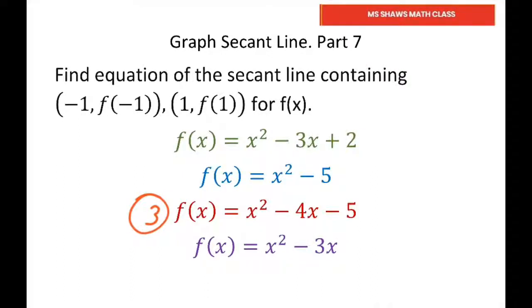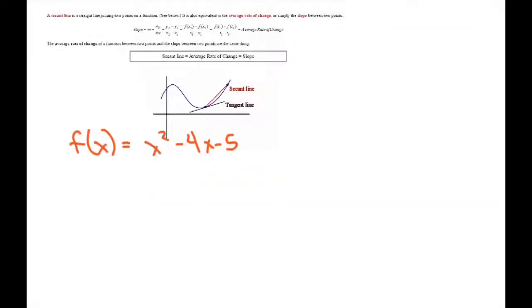Hi everyone. We're going to graph the secant line and find the equation of the secant line. We're also going to graph our problem here, which is number 3. I already did the other 3 videos separately. And we're going to find the secant line from -1 to 1. We're also going to have to find our y value. So the first thing we do is just find the secant line.